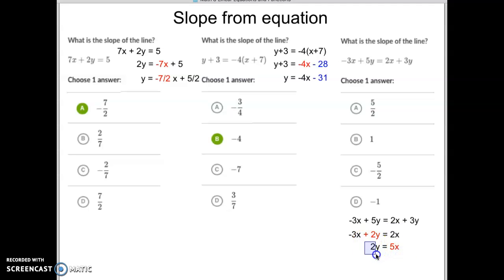And then our last step, in order to get the y all by itself, we have a 2 being multiplied by the y. The opposite of multiply is divide, so we will divide everything by 2. And we get y equals 5/2 x. And again, once the y is by itself, like it is here, your slope is the number or the fraction in front of the variable x, which in this case is 5/2.